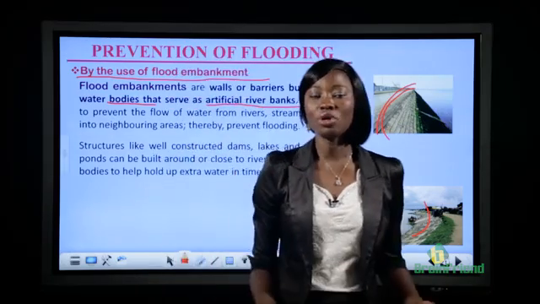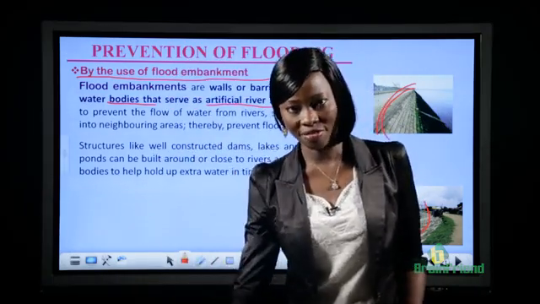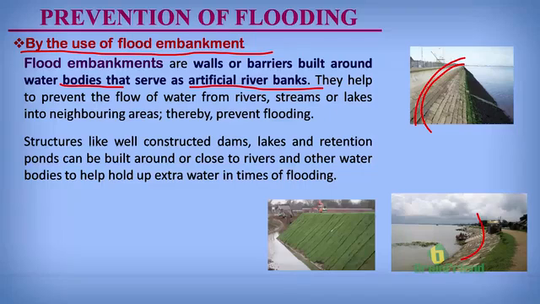Usually when there's an overflow of water, it will flow to the river banks first. But in this case, because a wall has been built around the boundary of this water body, the water will flow down to the wall. So we see flood embankments built around rivers, streams, lakes, and so on. They help to prevent the flow of water from these water bodies into neighboring areas, thereby preventing flooding.